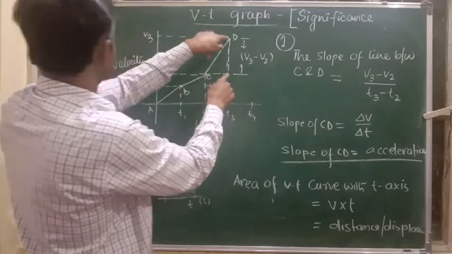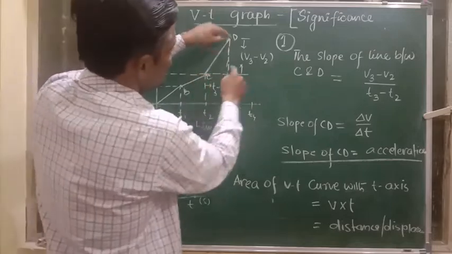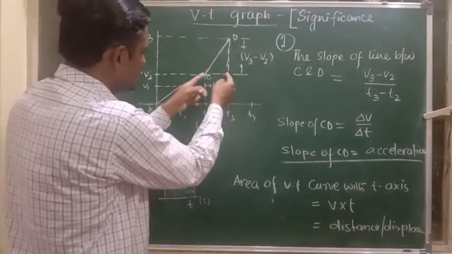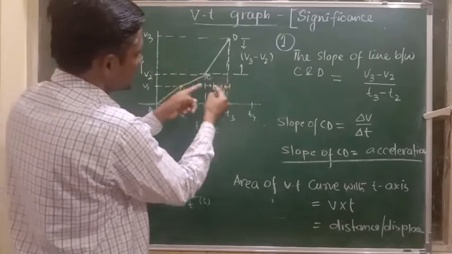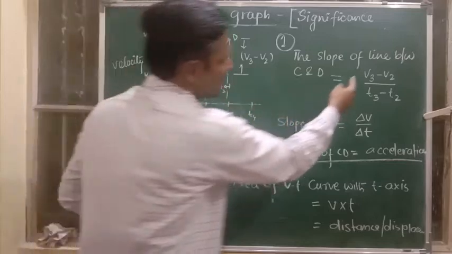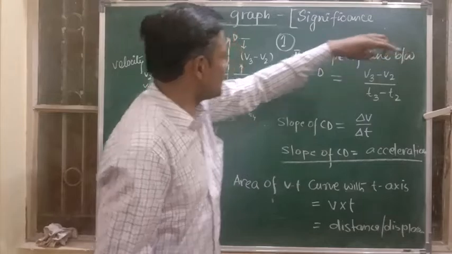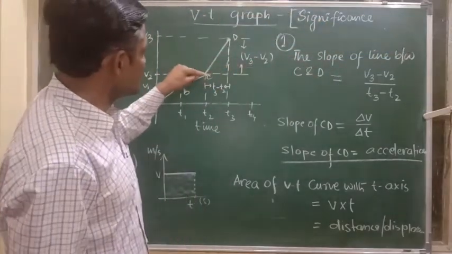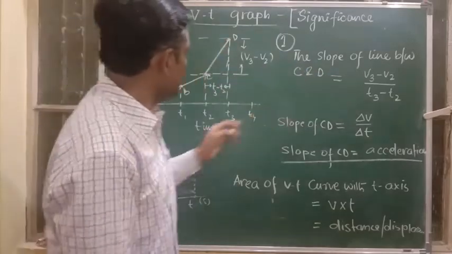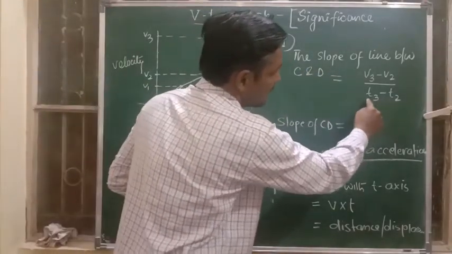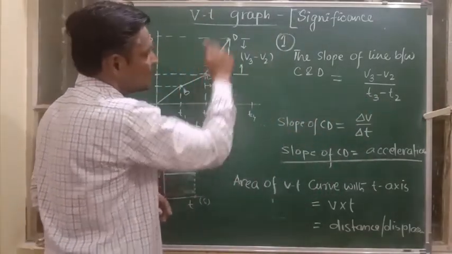So the total height is V3 and this height is V2, so the height is V3 minus V2. The base is the total length T3, and this length is T2, so T3 minus T2 gives this length. So the slope is V3 minus V2 divided by T3 minus T2. What is this? This is the change in velocity between these 2 points C and D. And the denominator T3 minus T2 is the time change during C to D.